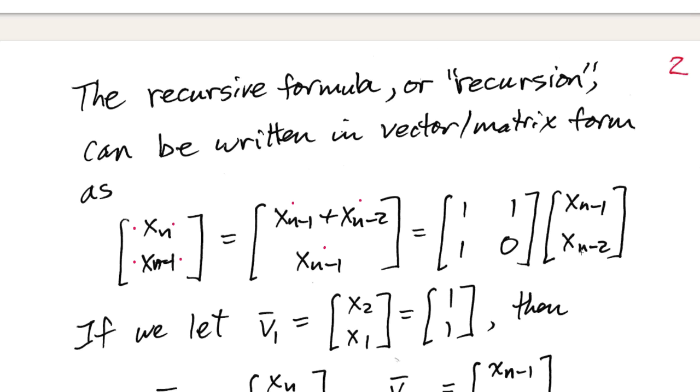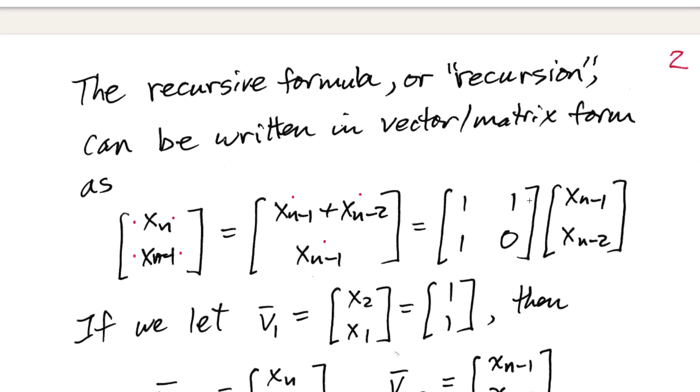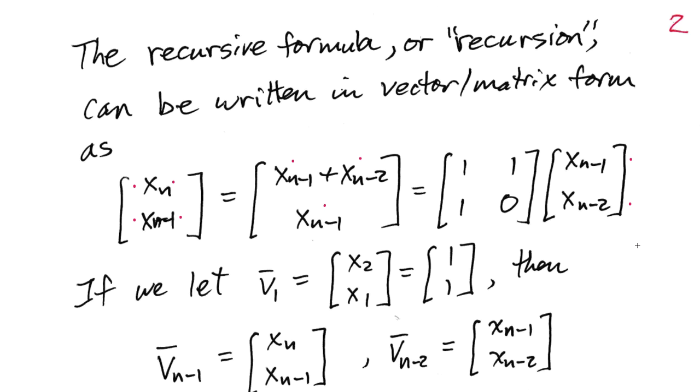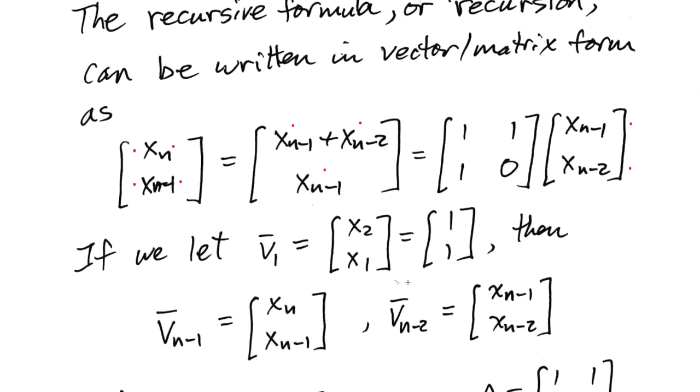Now I'm going to show you here that we can actually write that as a matrix product. This is 1, 1, 1, 0 times this vector, x sub n minus 1, x sub n minus 2. Now, let me just mention here, let me maybe jump down here for just a second. Now I'll just go on here. Okay, and then we'll discuss this again.